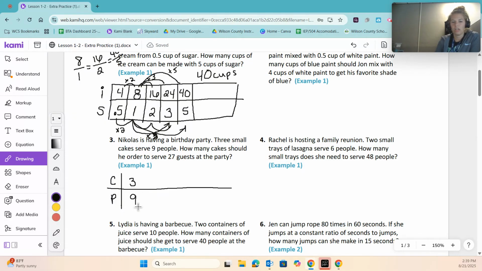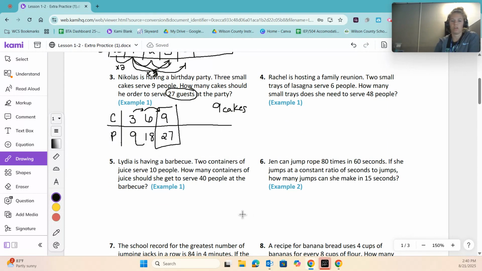Well, let's multiply this by 2. I have 6 cakes. Then I would multiply this by 2. That would serve 18 people. And if I go up one more time, I have 9 cakes. 3, 6, 9, and 9, 18, 27. Oh, and look, the number of people at the party is what we're looking for, 27. So that means for 27 guests, we would need 9 cakes. And number 4 is very similar to that one as well.